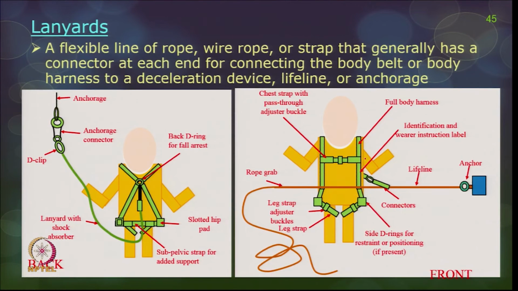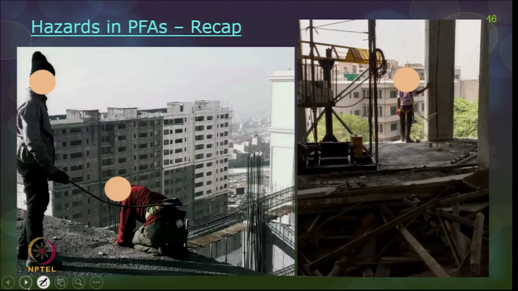So, this is a full body harness from where you have the lanyards which are connected to your lifelines, and this is an anchor point, and this is a rope grab. Rope grab primarily helps you to adjust the length of your lifelines. And then there are other adjusters at every point, all given here.